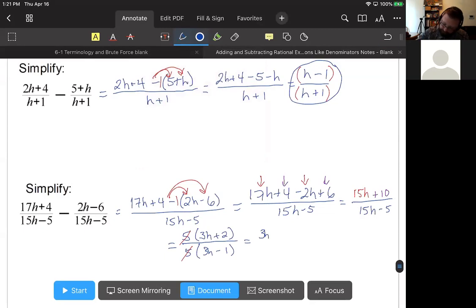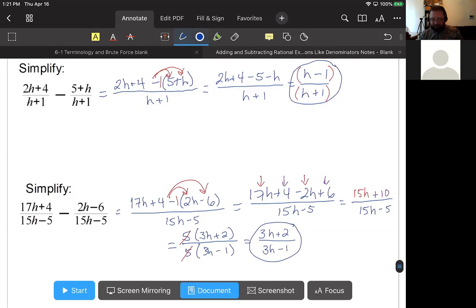And I'll try to get that a little bit cleaner. Over 3h minus 1. Those are not the same binomial, so they do not have any common factors, and that would be our final answer.